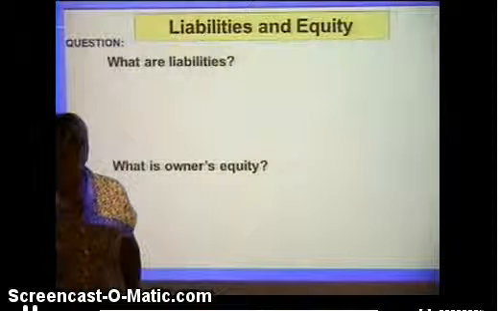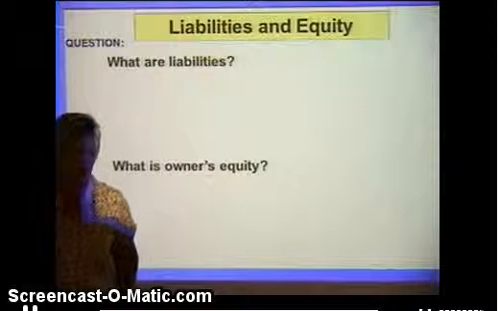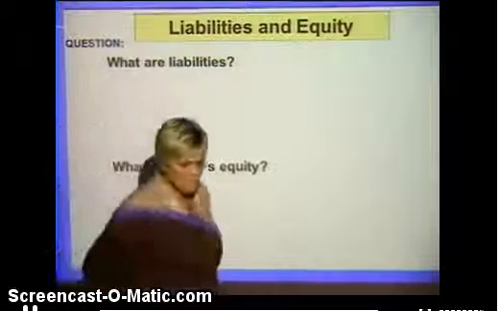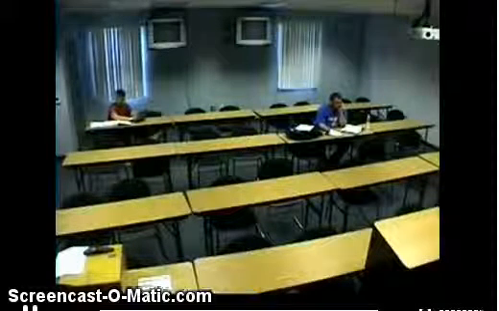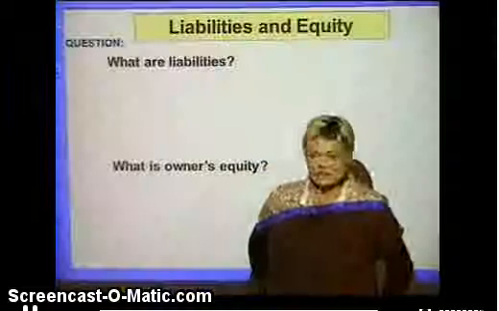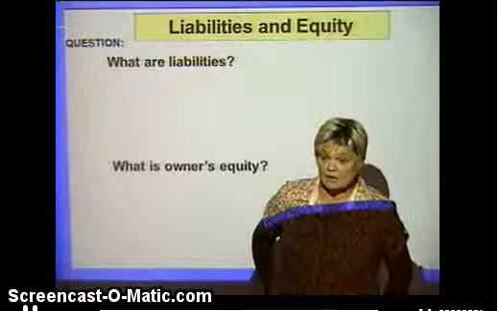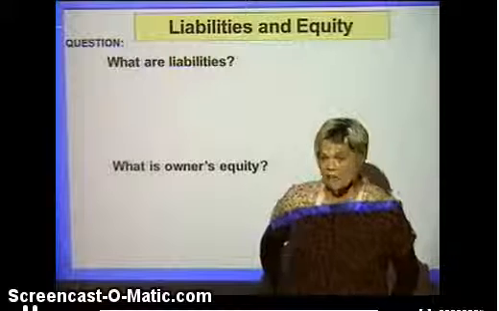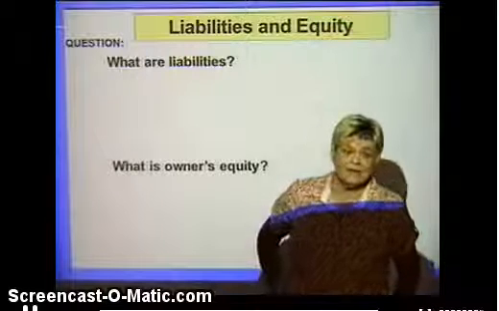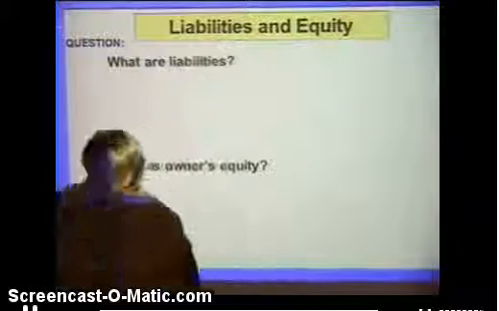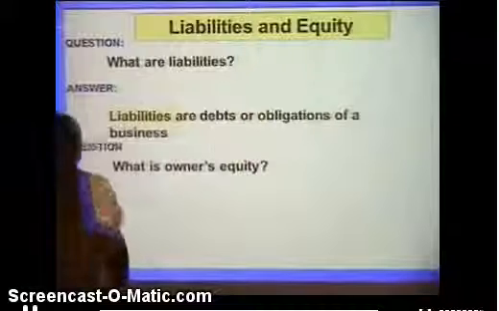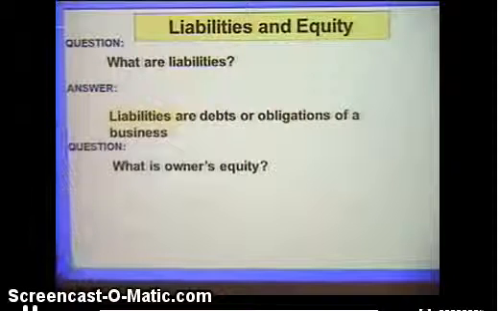All right. What are liabilities? The debts or obligations of a business. The amount that the creditors own, right, of the property. The debts, you've got to pay them. Okay. The obligations.